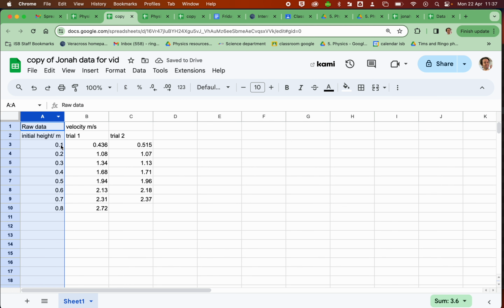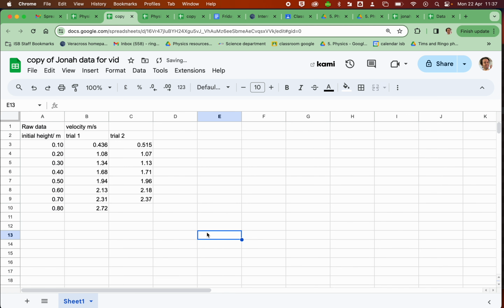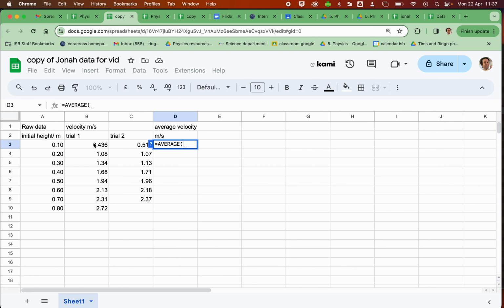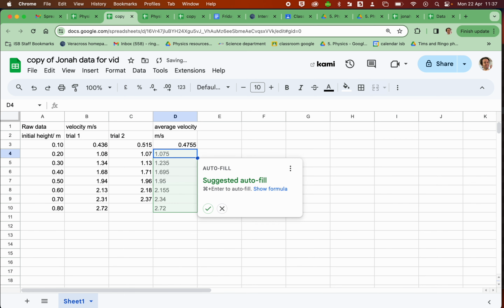I want to show an extra decimal place, so I'm going to use this button to increase decimal places. So that looks good. For trial 1 and trial 2 of velocity, let's average those and make it average velocity, still in meters per second. I'm going to hit an equal sign, use all caps and type in AVERAGE, open parentheses, highlight those two cells, close parentheses, and then it asks, do I want to autofill? What a great idea. Heck yeah, I want to autofill.